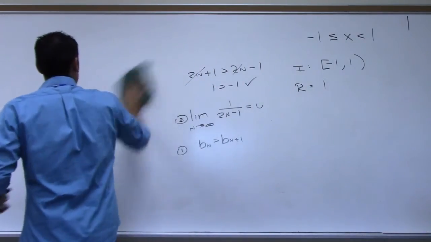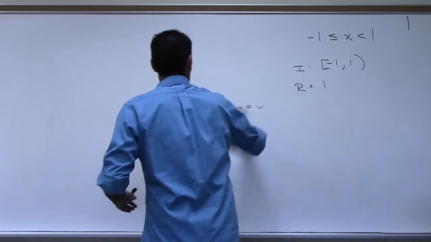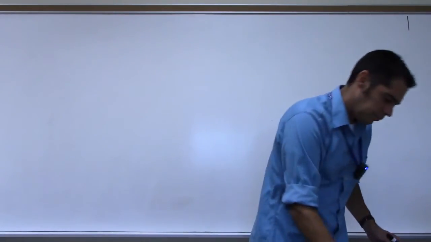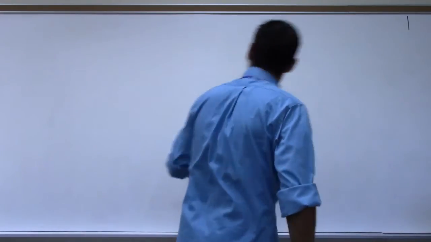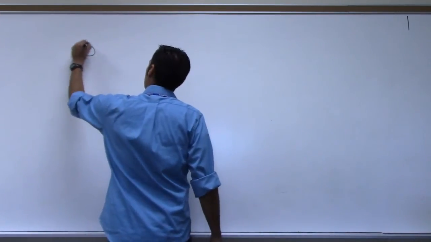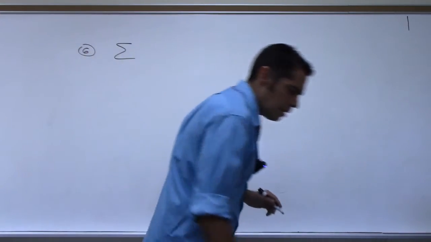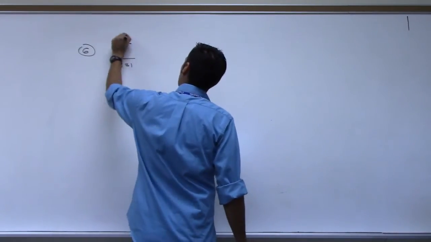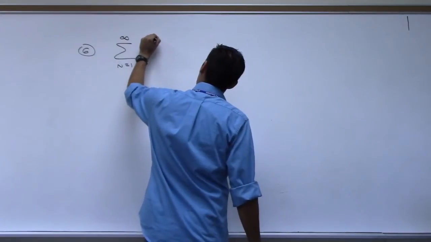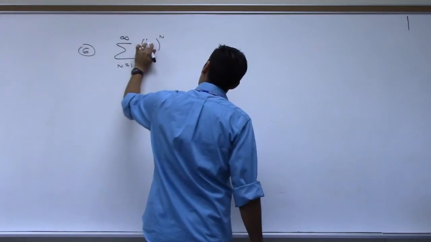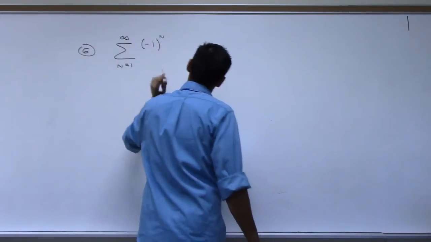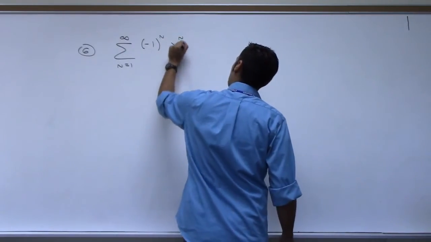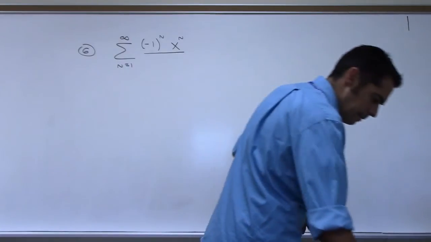Number 6. Sum n equals 1 to infinity, negative 1 to the n, x to the n, over n squared.